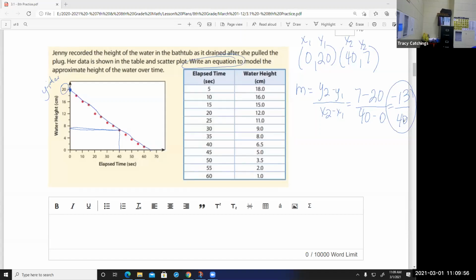You will learn that anytime the slope doesn't divide out to a whole number, we would typically leave it as a fraction. So we can leave that slope alone. So now we have y equals negative 13 over 40x. And then we said that y-intercept was 20.